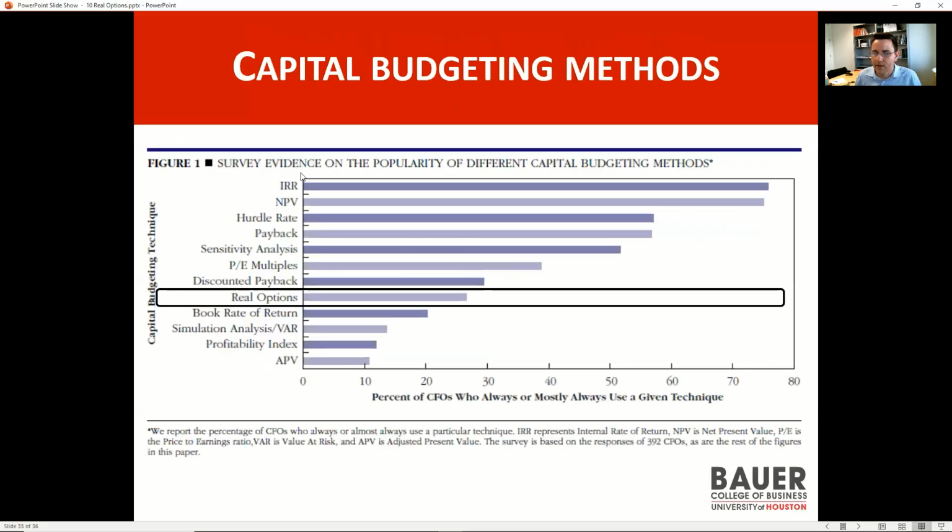We pull back this survey where a couple of academics sent out a survey to all of the CFOs. Remember, we asked them, what tools do you use? What methods do you use to value projects? Real options makes a decent showing of about 25%. It definitely depends on the industry, though. In areas where there's a lot of volatility, like oil and gas, pharmaceuticals, things like that, you're going to see real options. But it's becoming more and more common generally.